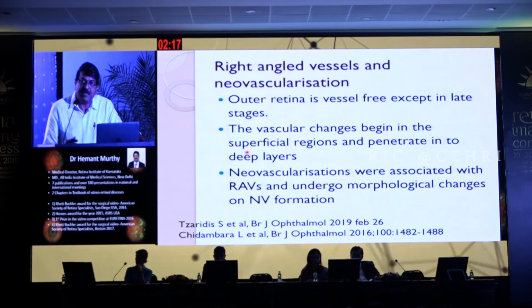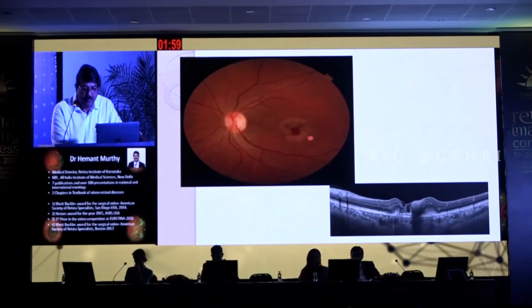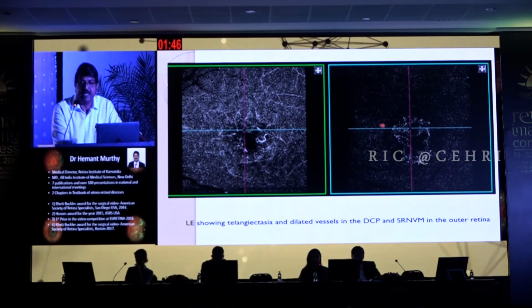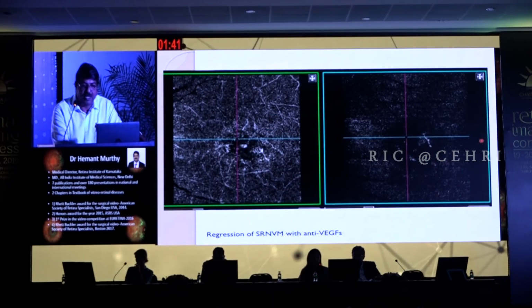And the neovascularization: once you see a right-angled venule, generally one associates it with a neovascular process. This is what we see when we do an OCTA. This is a patient who had a right-angled venule. On OCTA, in the deeper plexus, one can see that this right-angled venule has a change that occurs here, which then, as you go deeper, becomes a neovascular complex. So these are the various changes one can see, and following treatment, one can see a regression of that neovascular complex.